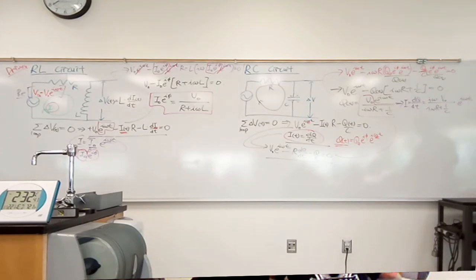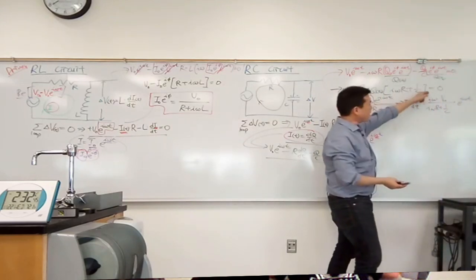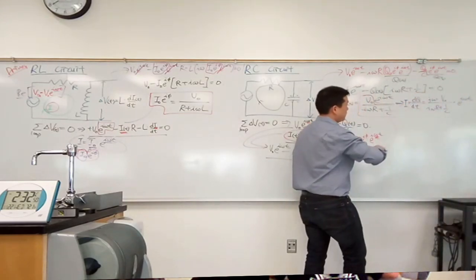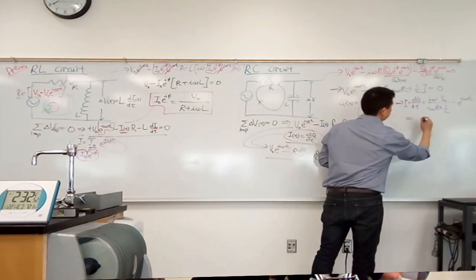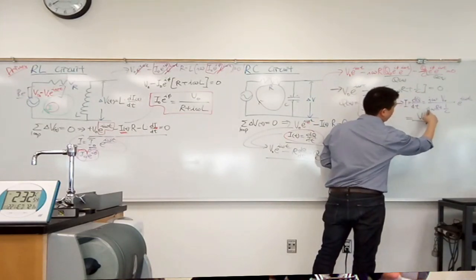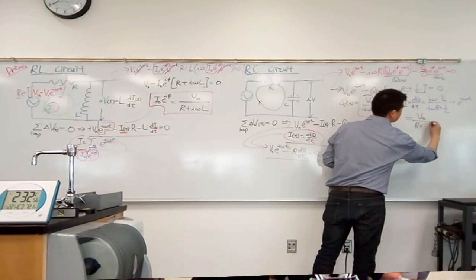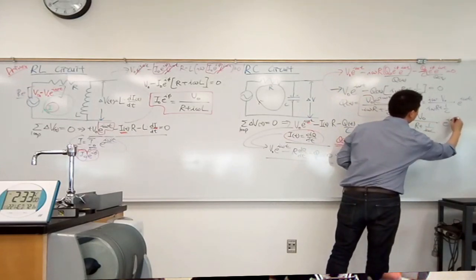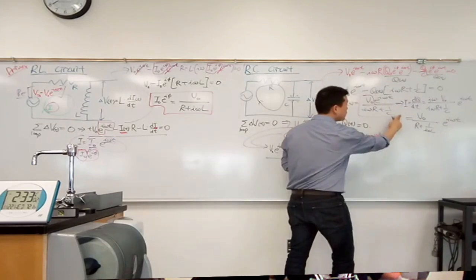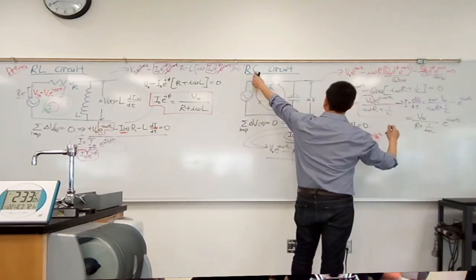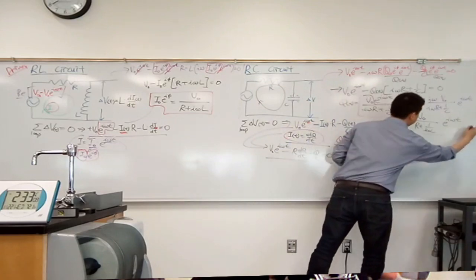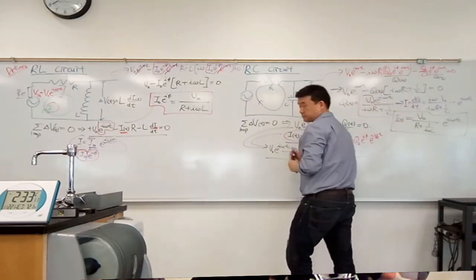Let me do one simplification. I'm going to multiply and divide top and bottom by i omega, so that this is equal to V naught over R plus 1 over i omega C, times e to the i omega t. For this RC circuit, this is the current through the circuit as a function of time.